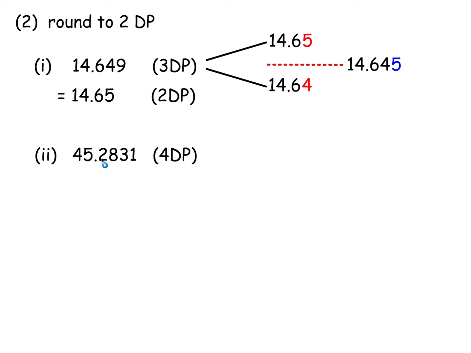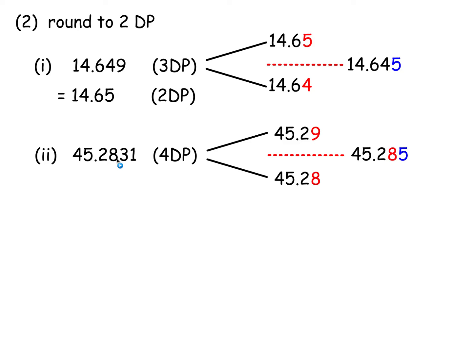Here's 45.2831. Is it 45.28 or 45.29? It's between the two of them. The number following the round off position is a 3, 45.283. 45.283 falls short of the halfway position, so it's nearer 45.28.